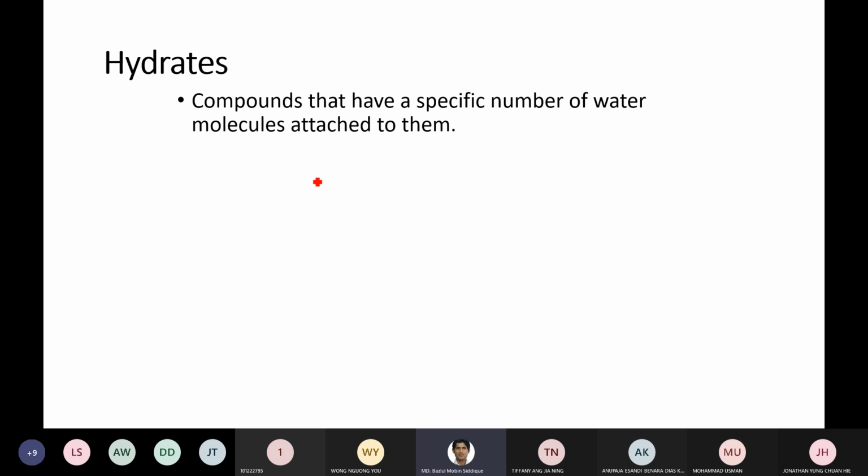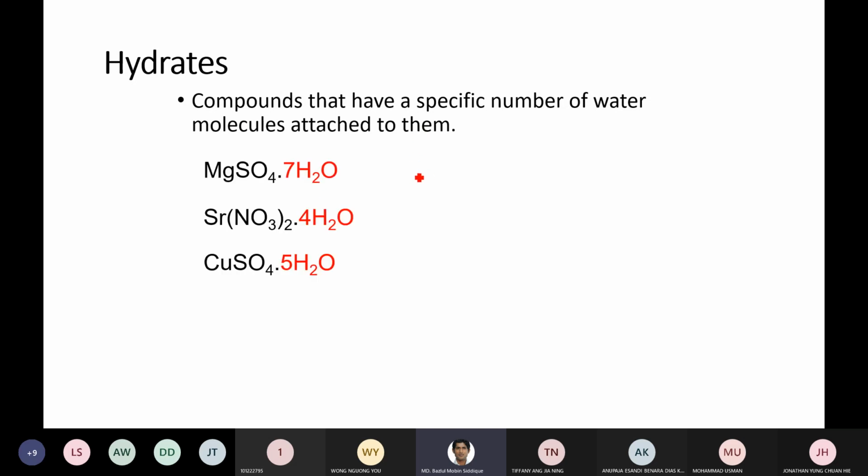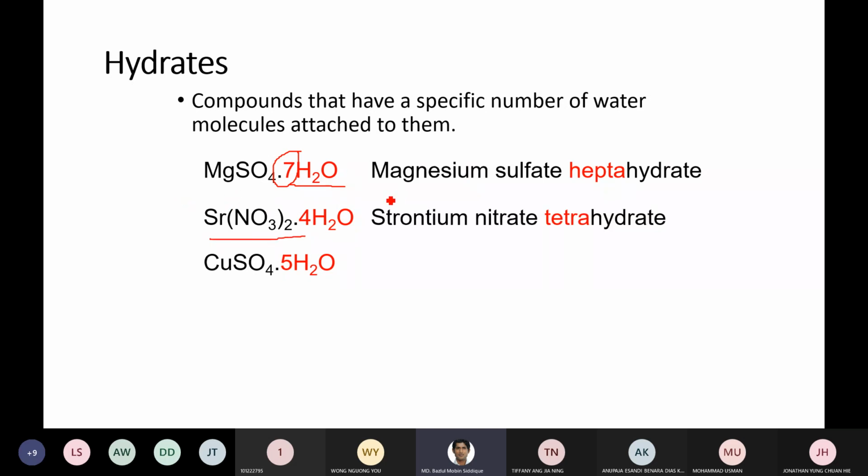So those compounds are called hydrates. For example, magnesium sulfate has 7 water molecules, so it's magnesium sulfate heptahydrate. You can say 7 hydrate, but it is not convenient; it follows the Greek numerical prefix nomenclature, so heptahydrate. So magnesium sulfate heptahydrate, strontium nitrate tetrahydrate, and so on, copper sulfate pentahydrate.